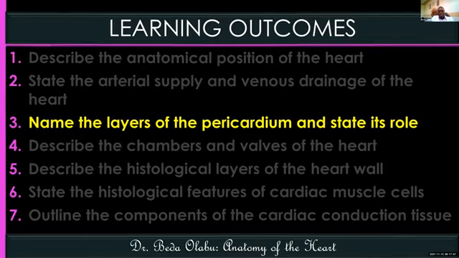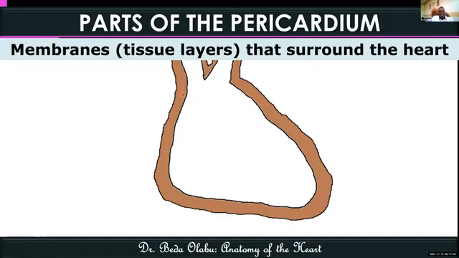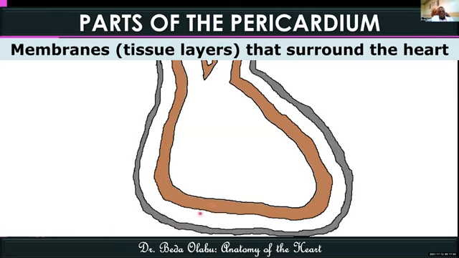Now we can talk about the pericardium. I want you to imagine that this is the muscle layer of the heart, which we call myocardium. The pericardium refers to the membranes that surround the heart. There are tissue layers that surround the heart. There are two parts of pericardium. This gray one, I hope it's gray, is called the fibrous pericardium. Fibrous pericardium is a connective tissue layer that surrounds and protects the heart.